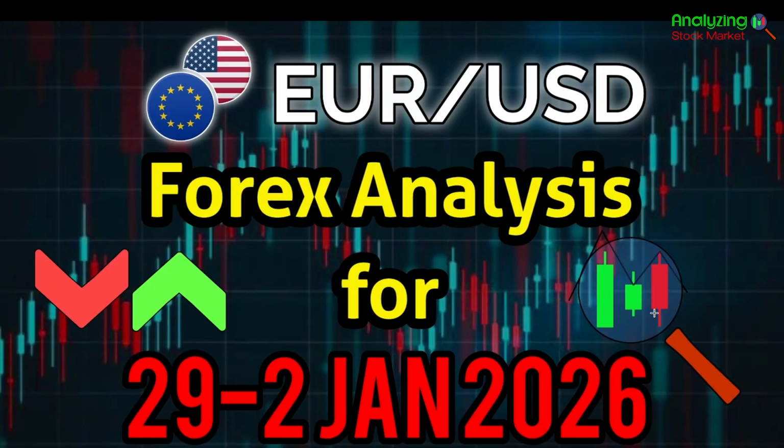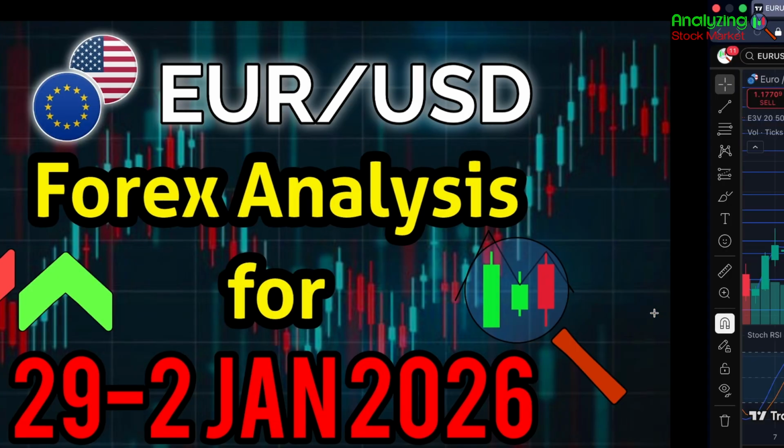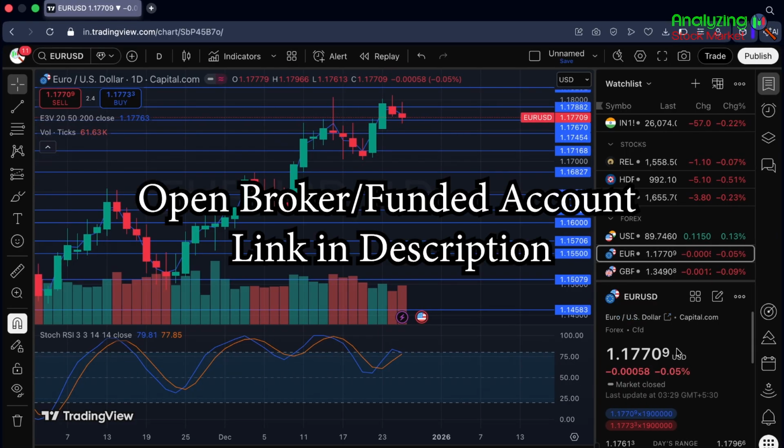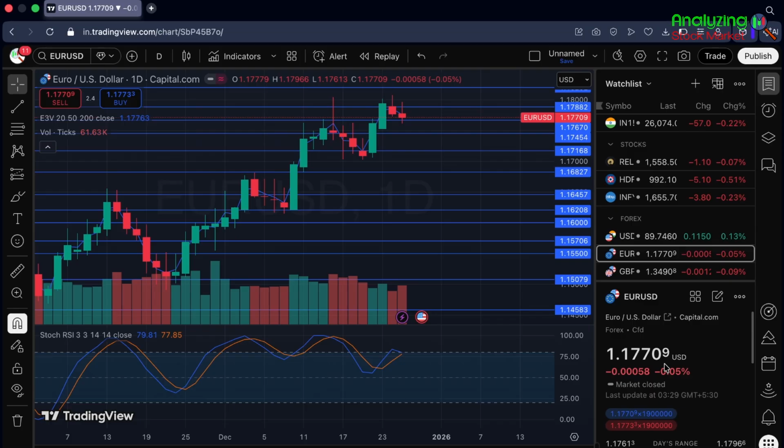So today we'll be talking about the Euro USD pair and we'll do the Forex analysis for 29th December to 2nd January 2026. So let's go straight to our chart. Here I have already opened the chart. Let's talk about the closing for Friday. Here we can see a 0.05% negative move, and 1.17709 was the closing on Friday.